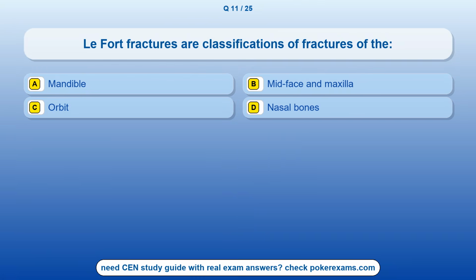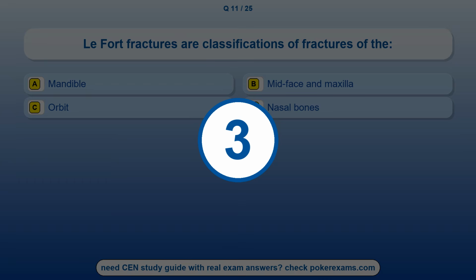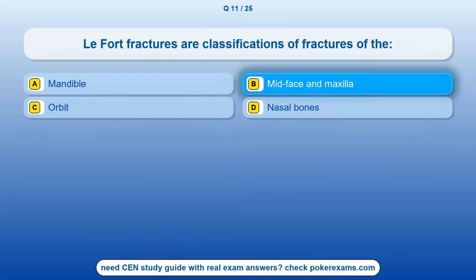Question 11. Le Fort fractures are classifications of fractures of the: Option A, mandible. Option B, mid-face and maxilla. Option C, orbit. Option D, nasal bones. The correct answer is option B, mid-face and maxilla.